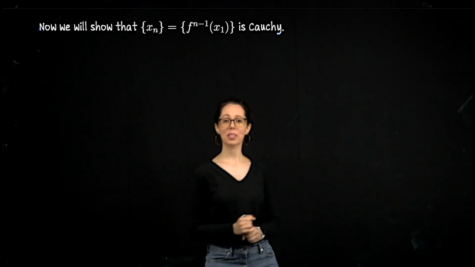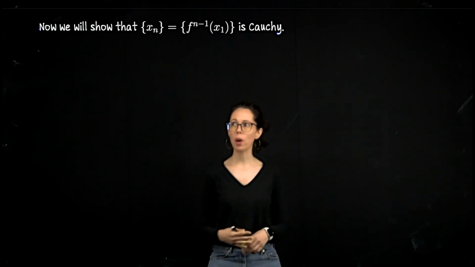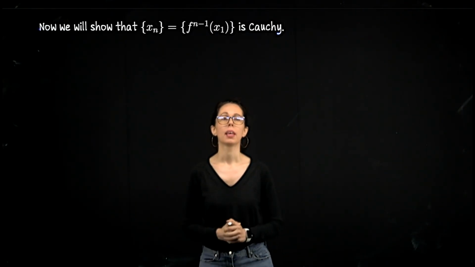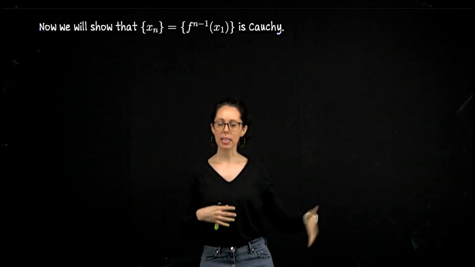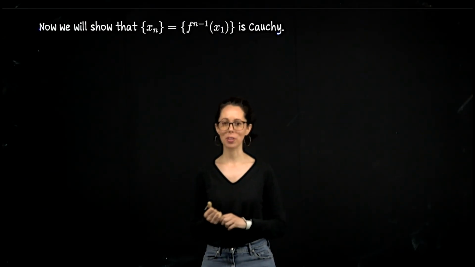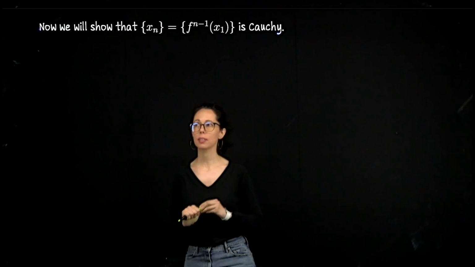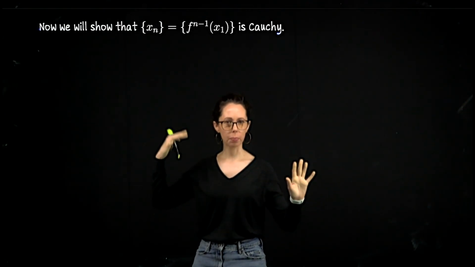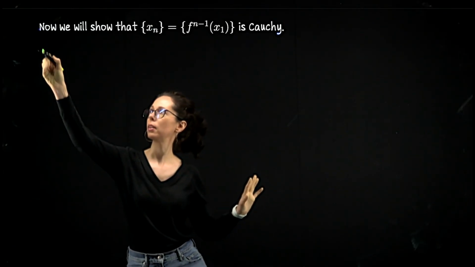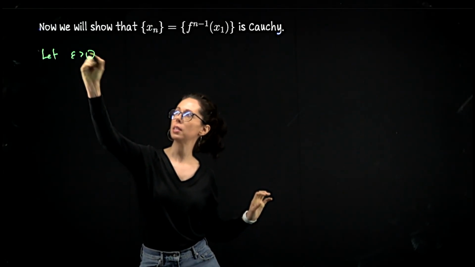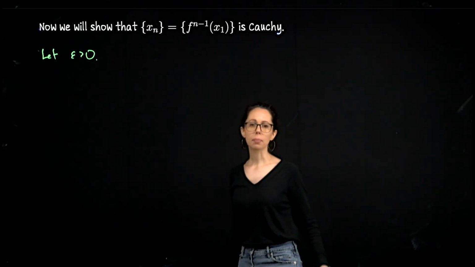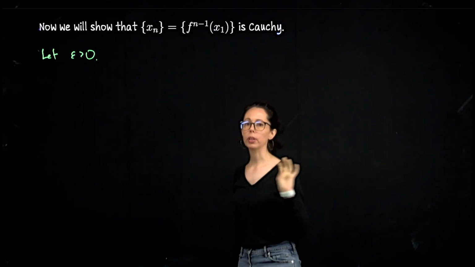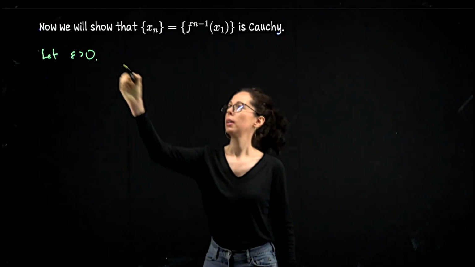Now we will use the statement that we just proved in step 1 to prove this statement, that the sequence we get by successively applying f to the most recent output is a Cauchy sequence. This is going to be a nice proof that the sequence is Cauchy, so it will be a proof where we begin with let epsilon be greater than 0. Next, I'm going to choose some fixed threshold capital N, and here's how we'll do that.